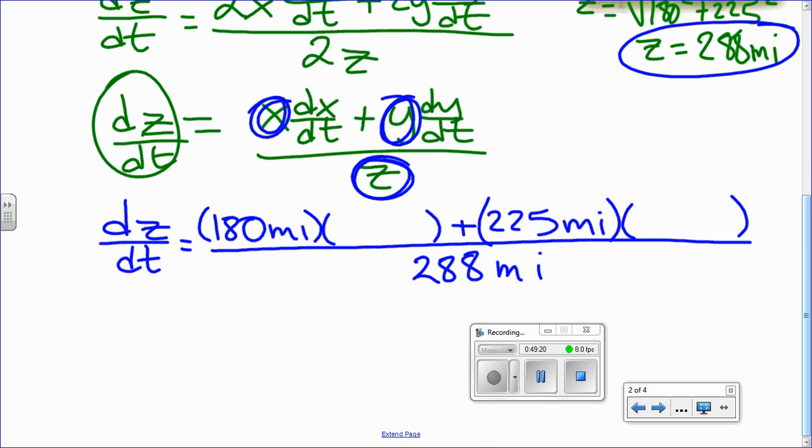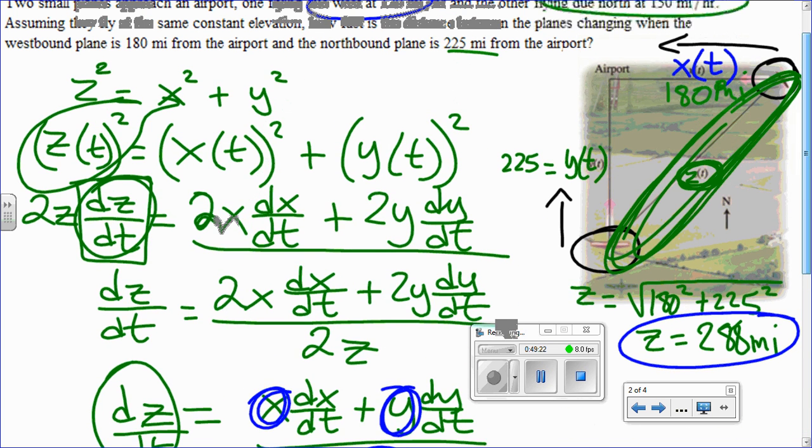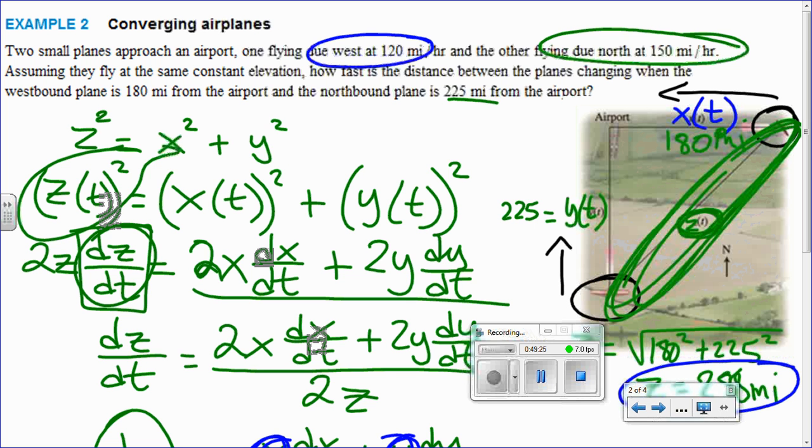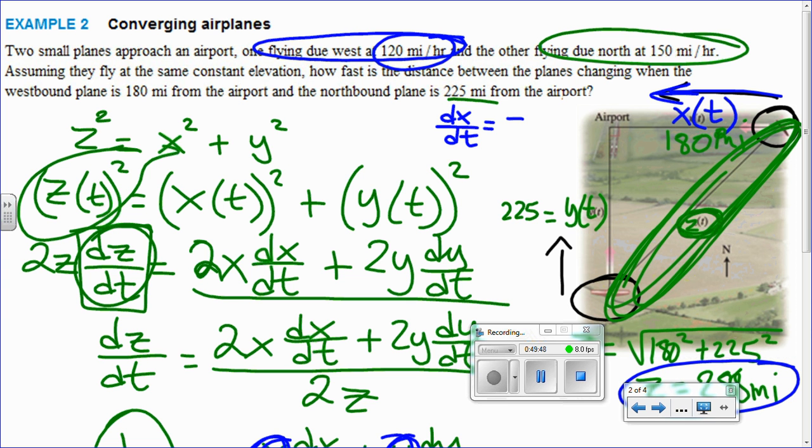So now if we go back to the problem, and remember it says you have to read it more than once, sometimes more than 10 times. The plane that is flying due west is flying in this direction, and they're giving us the rate for it. So that's actually dx dt. And I'm going to say it's negative because it's going in the west direction. So that will be 120 miles per hour.